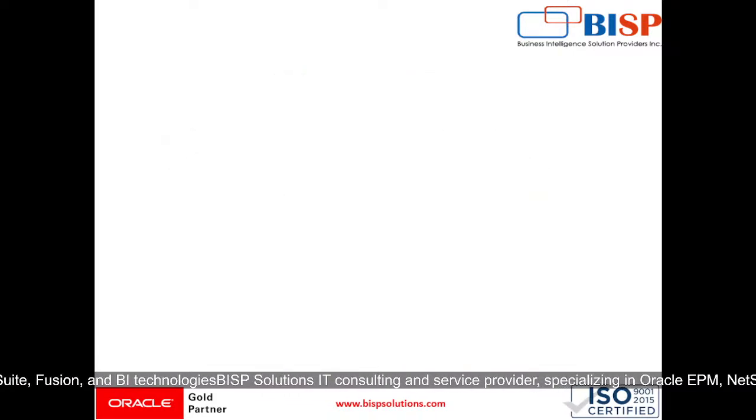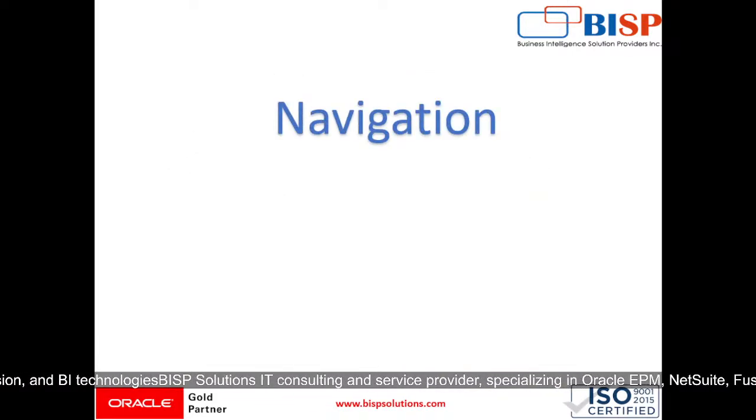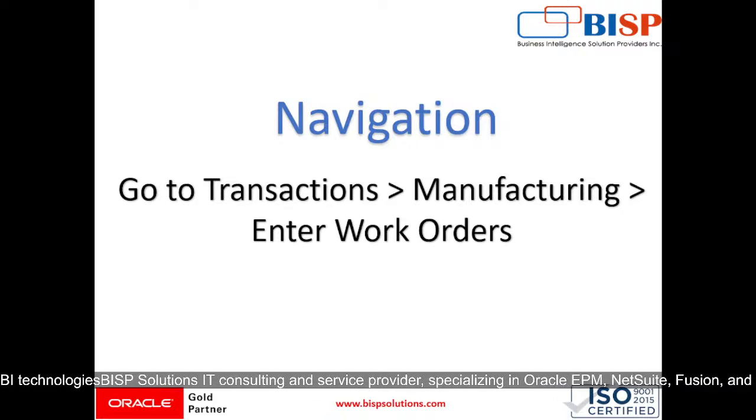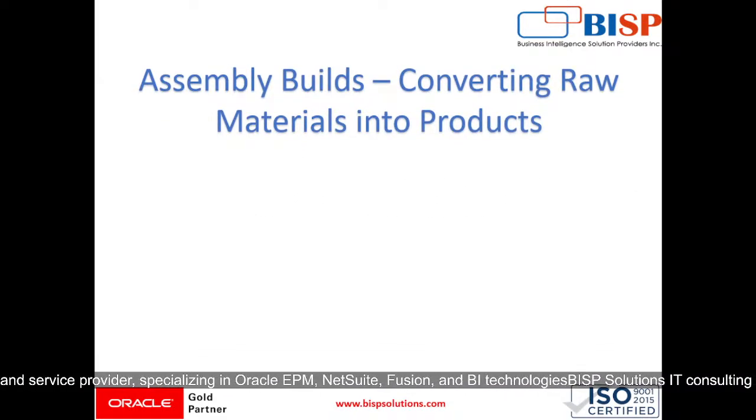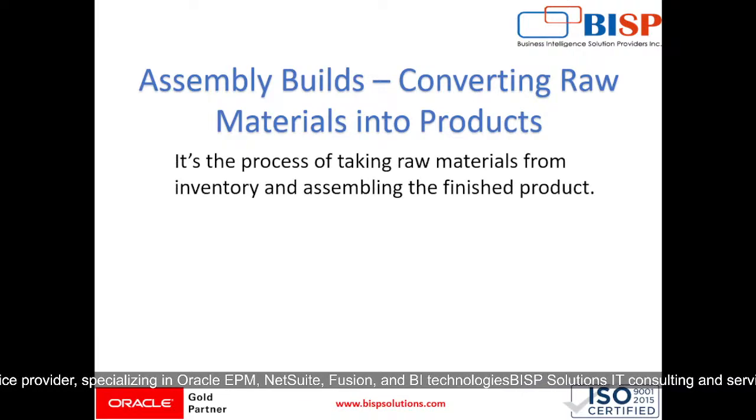For that, the navigation requires Transactions. Under Transactions we will get Manufacturing. Under Manufacturing we can enter work orders. Then comes our assembly builds, which is converting raw materials into products. It's the process of taking raw materials from inventory.